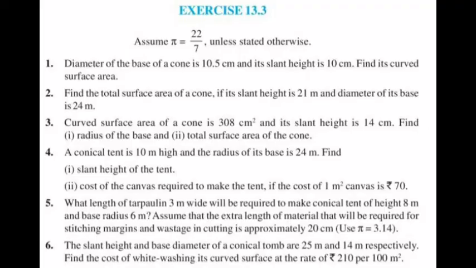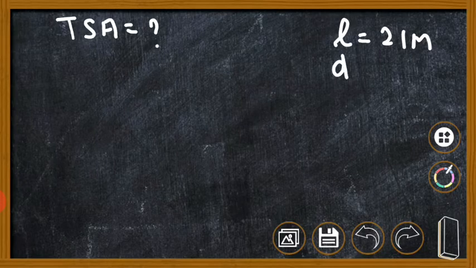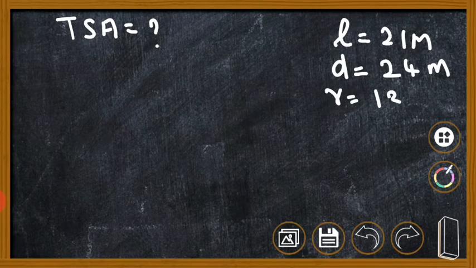Okay. Second question. Find the total surface area of a cone if its slant height is 21 meter and the diameter of its base is 24 meter. In this question, the total surface area of the cone you have to calculate. For this, slant height L is 21 meter. And the diameter is given. Diameter is 24 meter. So, what will be the radius? Radius is half of that, 12 meter.